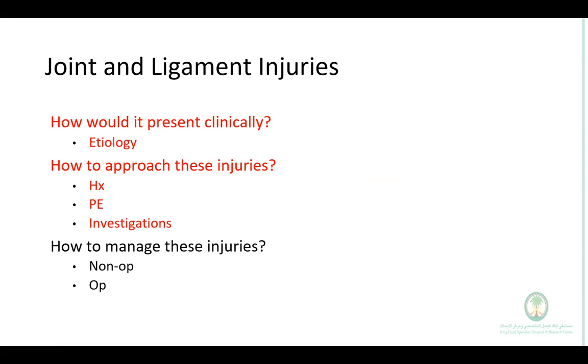Okay, how to approach these injuries? Again, we talked about it: history, physical, and investigation. You can do labs if you're suspecting septic joint. You can do X-rays if you're suspecting fracture. You can do both if you're suspecting inflammatory arthritis or a trauma, and they can overlap each other. Okay, and then how to manage these things operatively and non-operatively. We're going to talk about each joint alone, because not every joint is the same.